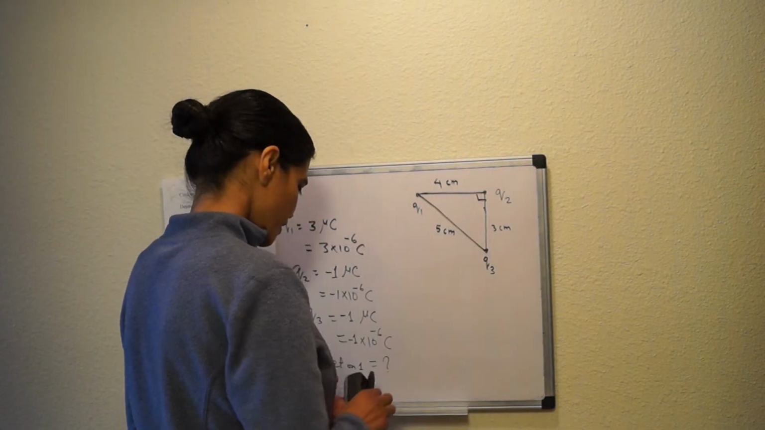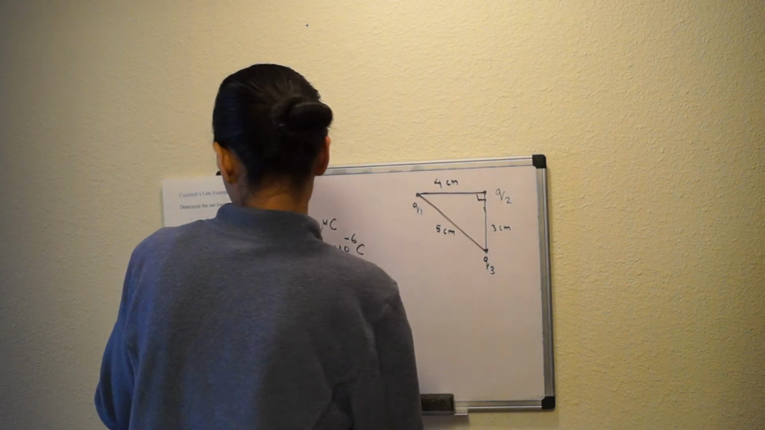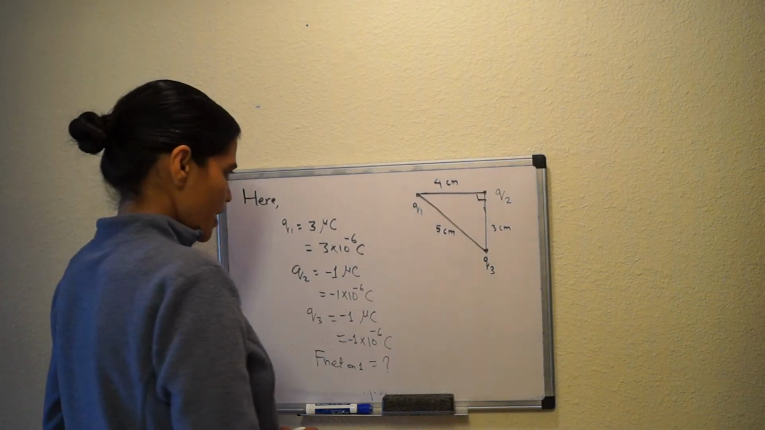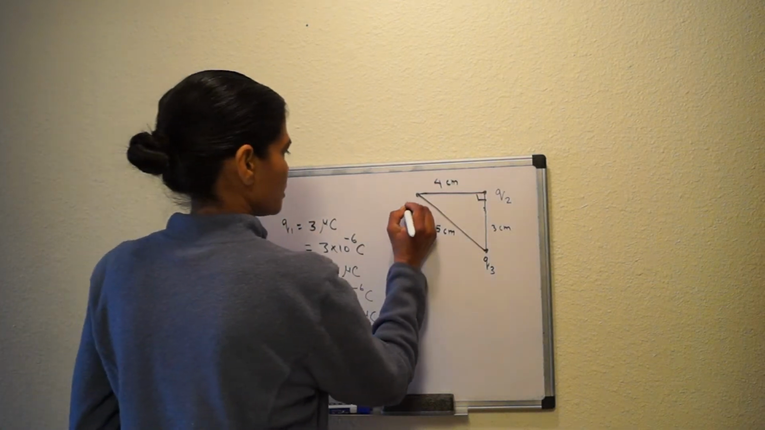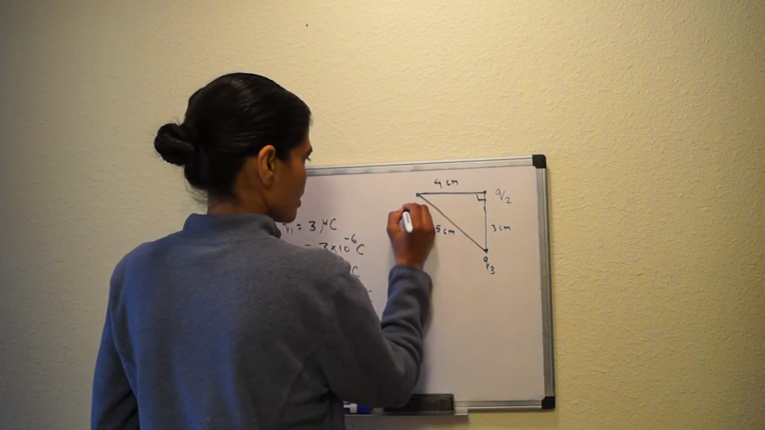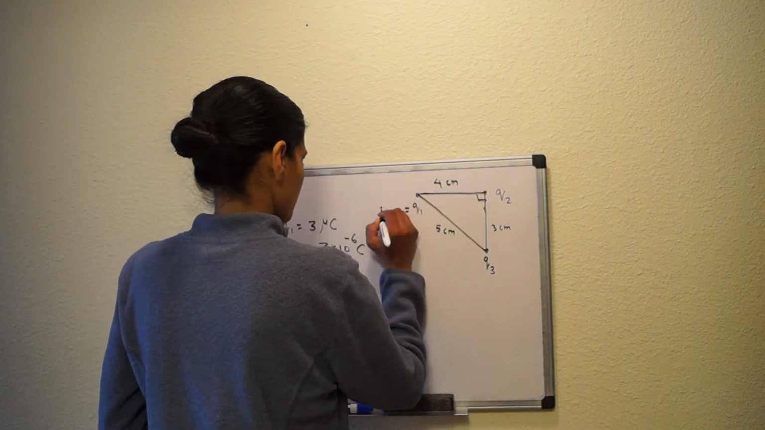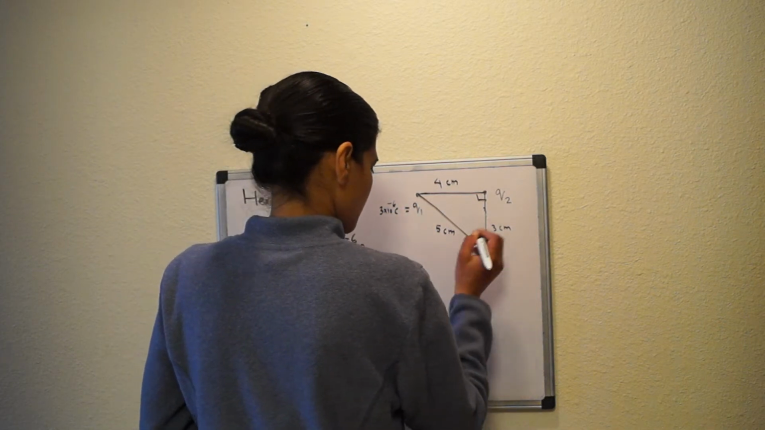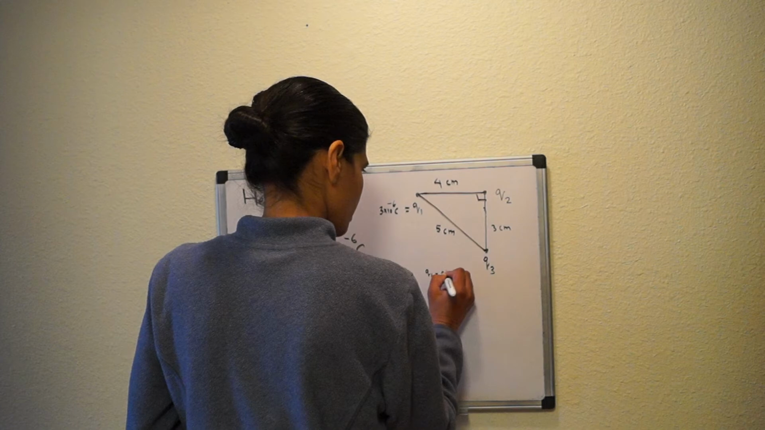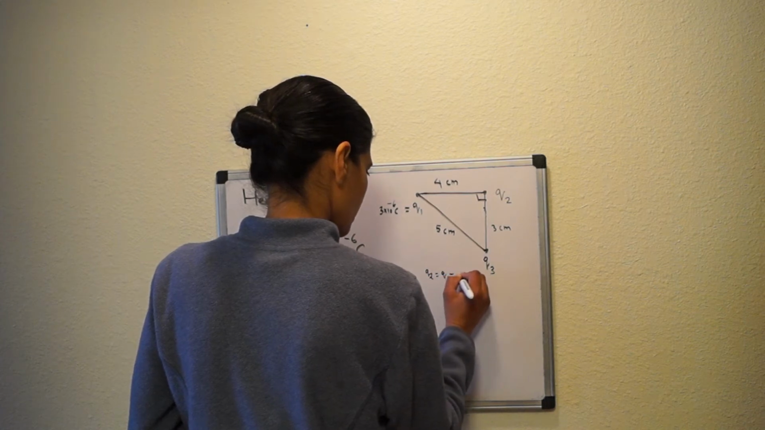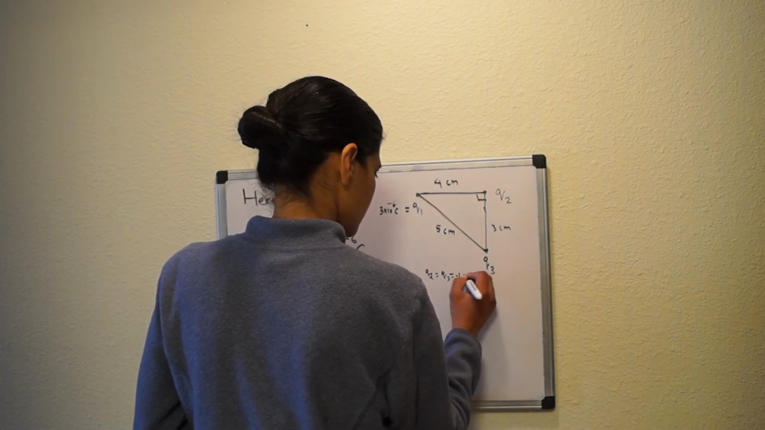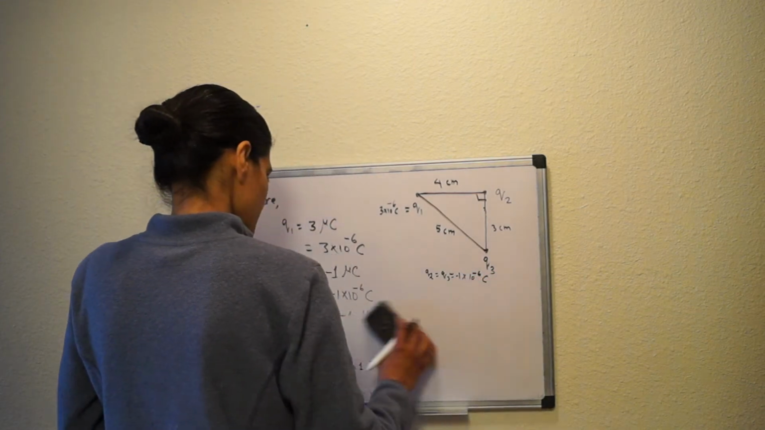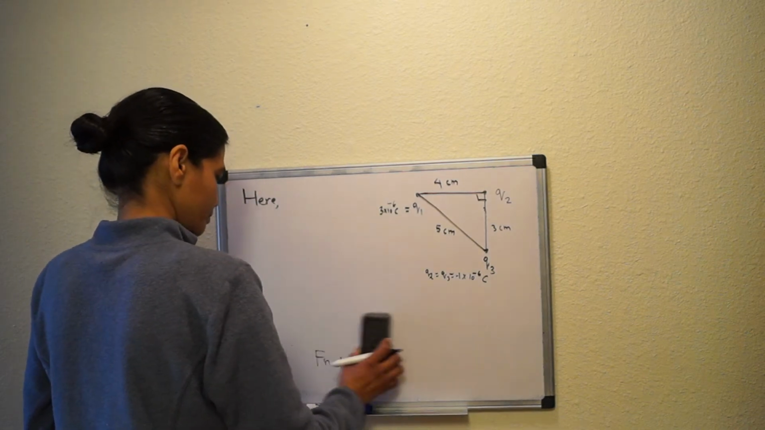Alright guys, did you try anything here? I'll also write this information here so I know what is there. Q1 equal to 3 times 10 to the power minus 6 Coulomb, and Q2 equal to Q3 equal to minus 1 times 10 to the power minus 6 Coulomb.